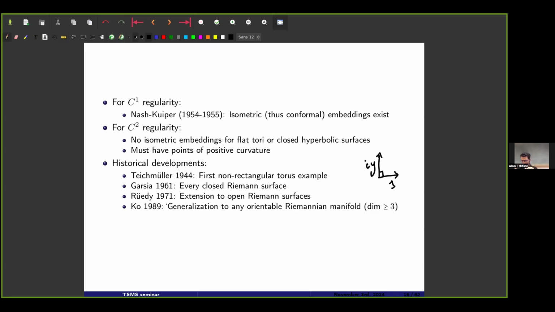And then Ruedy extended this to open Riemann surfaces, so the non-compact case, and Co generalized the two results to the case where the ambient space is any orientable Riemannian manifold, not necessarily the Euclidean space. So for any closed Riemann surface, we can find a conformal embedding in any orientable Riemannian manifold.